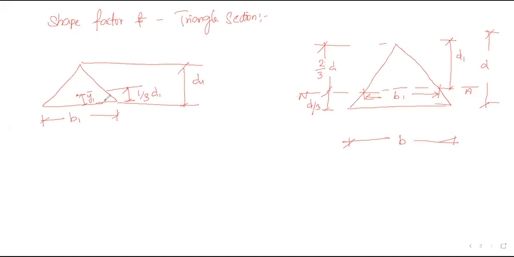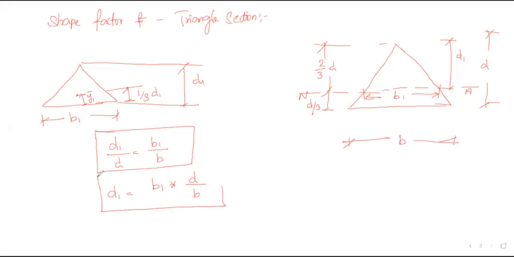This total height is D1. Here, from the similar triangle rule, D1 by D is equal to B1 by B. We can get it from this total triangle. So from here, I can say D1 is equal to B1 into D by B. This is equation number 1.